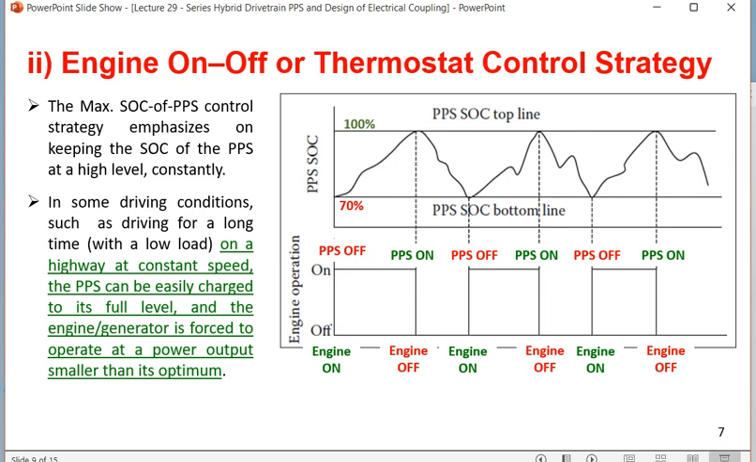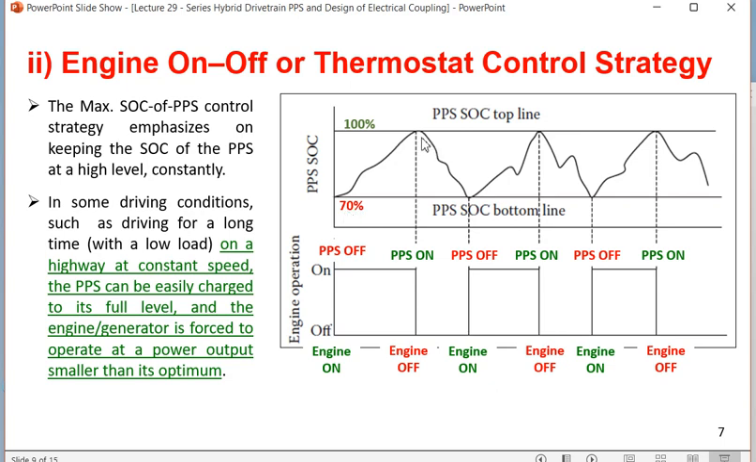But in some driving conditions, such as driving for a long time with a low load on a highway at a constant speed, we can find that the PPS can be easily charged to its full level and the engine generator is forced to operate at a power output smaller than its optimum. That means you have to remember the case B. In case B, suppose the PPS was 50% charged, that means the PPS had discharged by 50% or maybe 70%. Here we have written PPS, so this is a graph you are finding, this is the PPS bottom line. That means the PPS has got discharged up to 70%, but we want to keep the PPS at 100%.